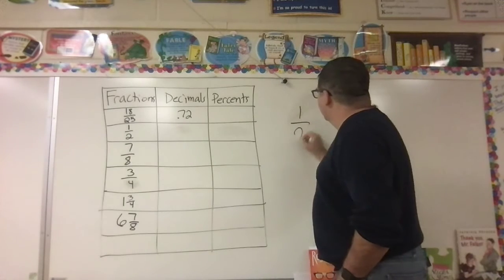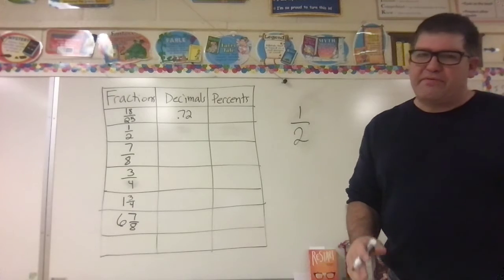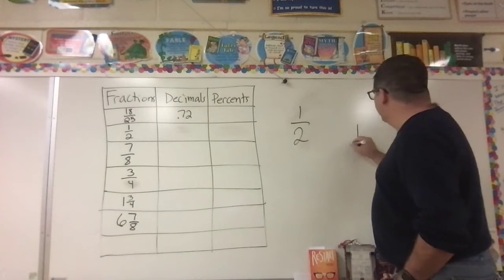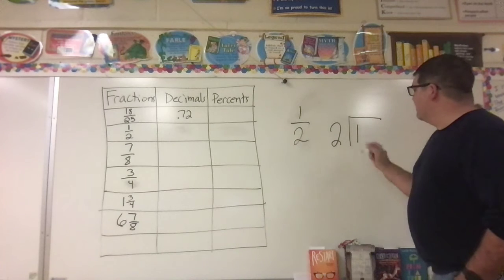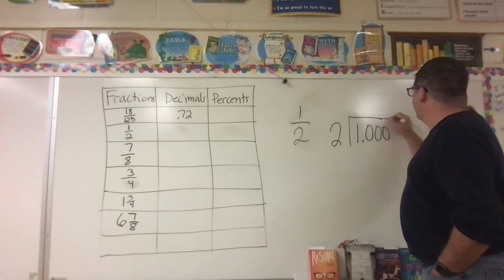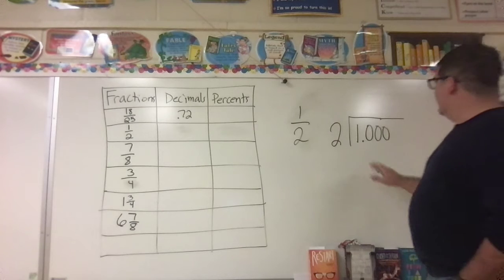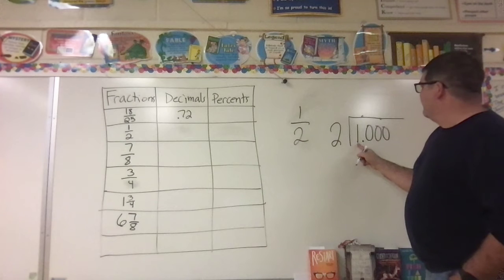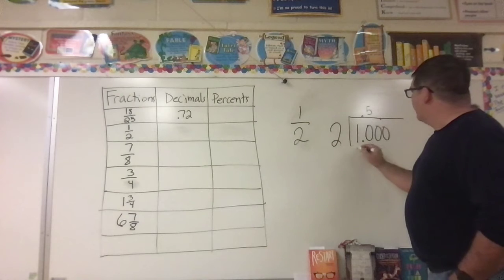You have 1 divided by 2. You can do it a couple different ways. I like to do the division way, where you do 1 divided by 2. Now we know that 2 can't go into 1, so we add a decimal point and then as many zeros as we want. Okay? Now I'm going to put the decimal point up here. Does 2 go into 1? Nope. Does 2 go into 10? Yeah, it goes in there 5 times. 5 times 2 is 10.